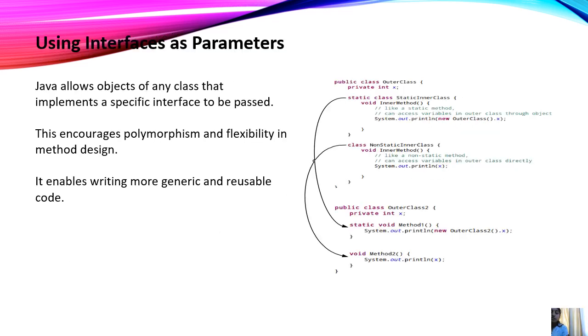Now let us see using interfaces as parameters. Java allows objects of any class that implements a specific interface to be passed. This encourages polymorphism and flexibility in method design. It enables writing more generic and reusable code.